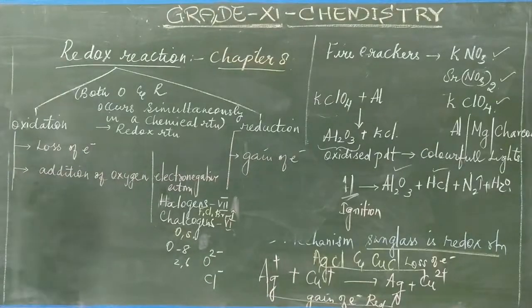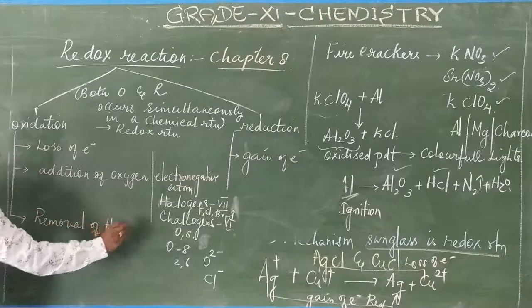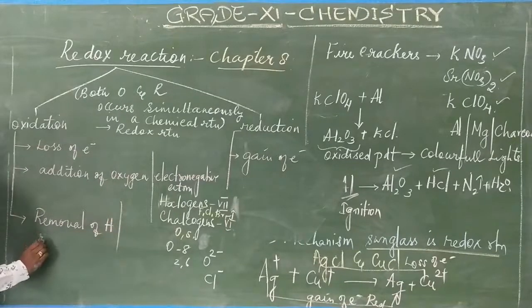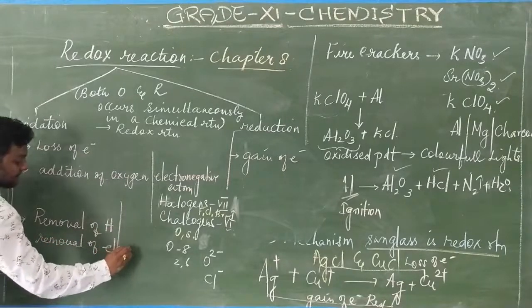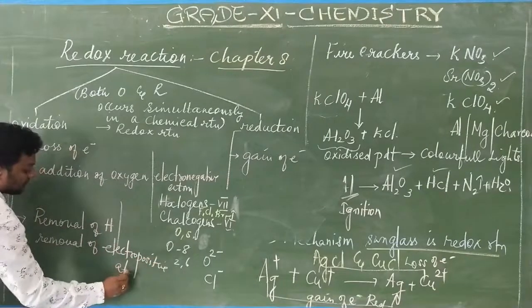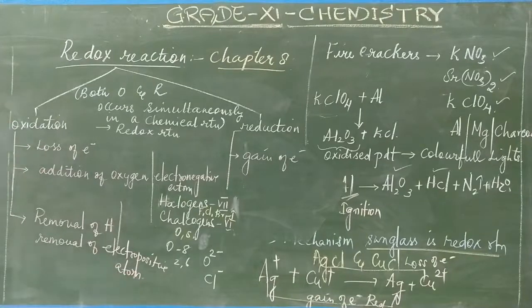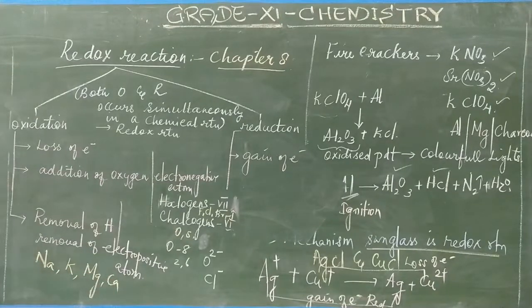Now the next one is removal of hydrogen and the removal of electropositive atom. Electropositive atoms like sodium. What are the d-block elements here? Sodium, potassium, magnesium, calcium are some of the examples of electropositive atoms.